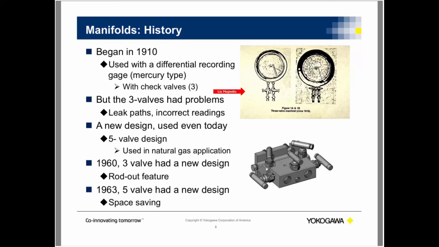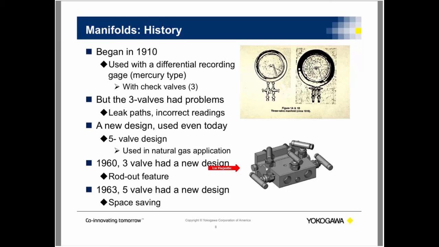And then in 1963, 3 years later, the 5-valve came out with a new design, which is now considered the differential pressure manifold, which we'll also be talking about later in the presentation. The main key feature, shown on the right here, is that it was compact, saving space for your manifold, and that was really good.